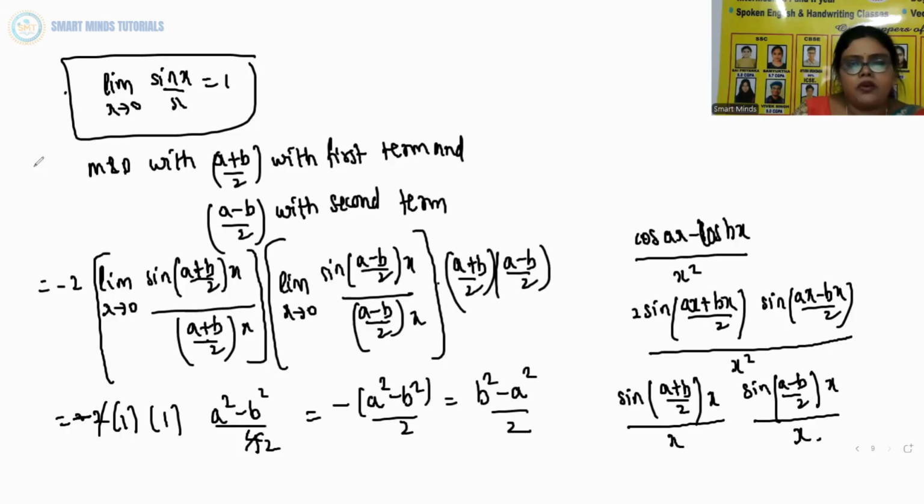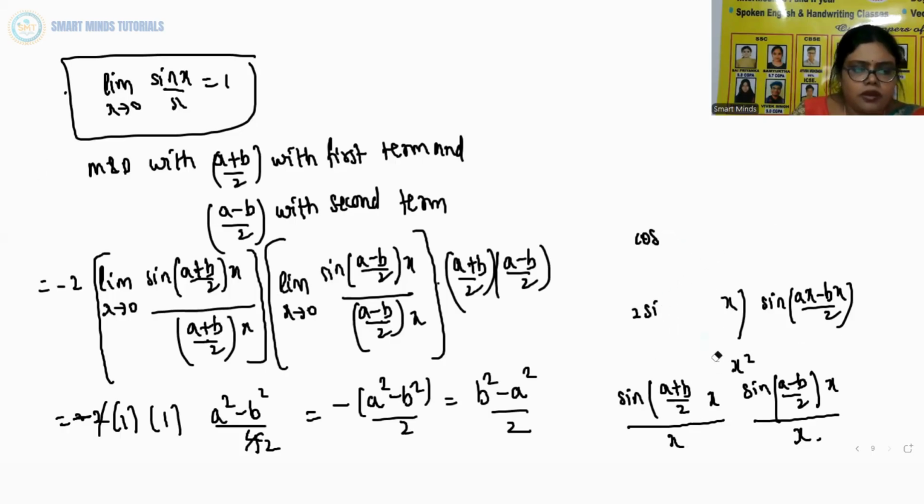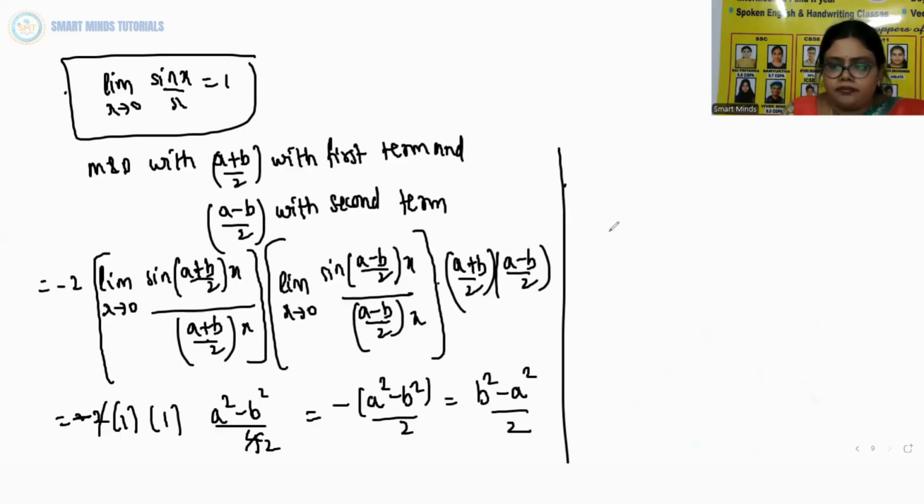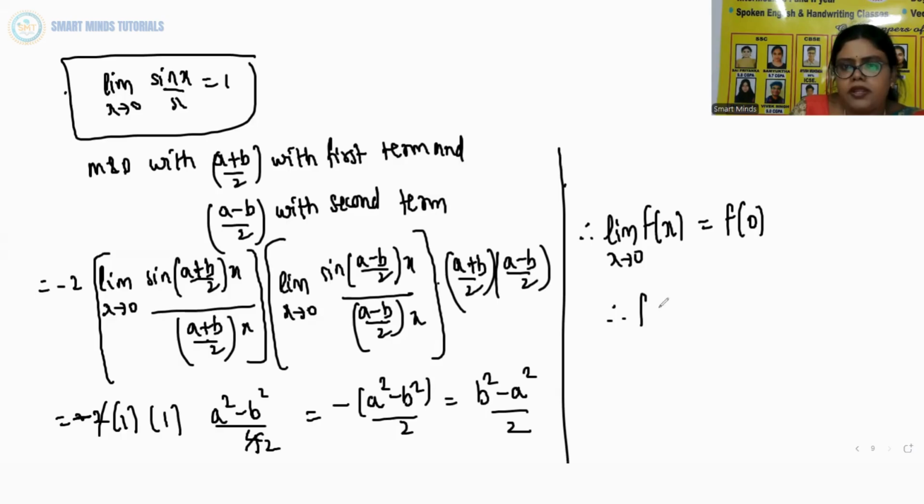Now if you look at the question, you have half of b square minus a square if x is equal to 0. So here we proved it for x not equal to 0. Now we will prove it for x is equal to 0. So therefore, limit x tends to 0 f of x is equal to f of 0. Therefore, f is continuous at x is equal to 0.